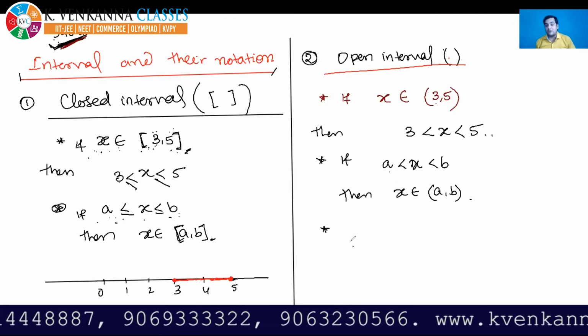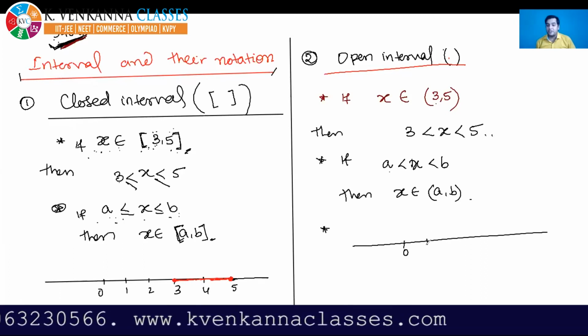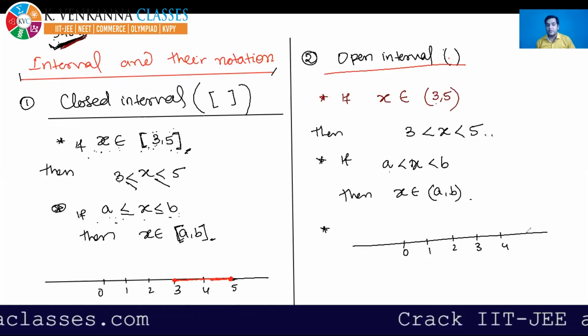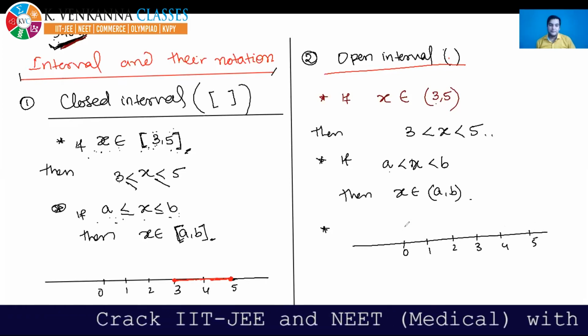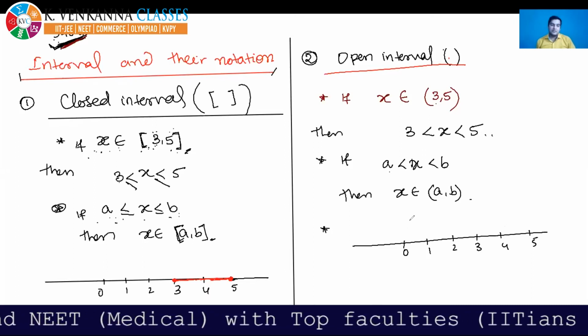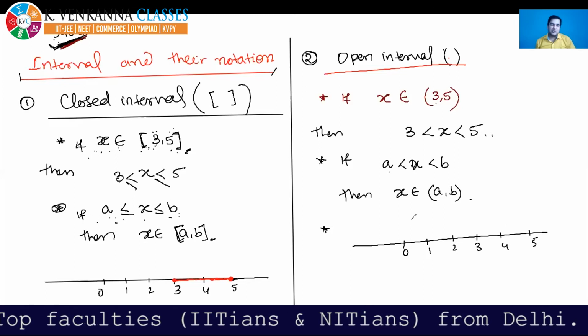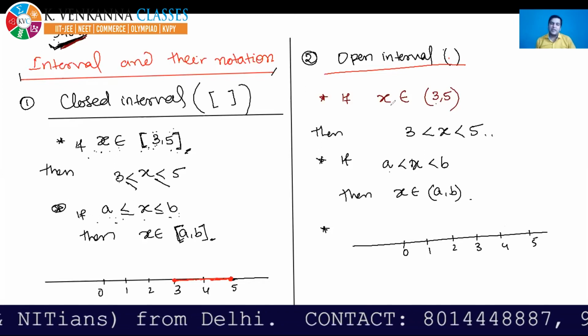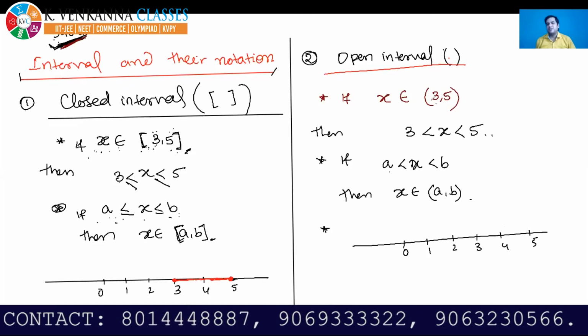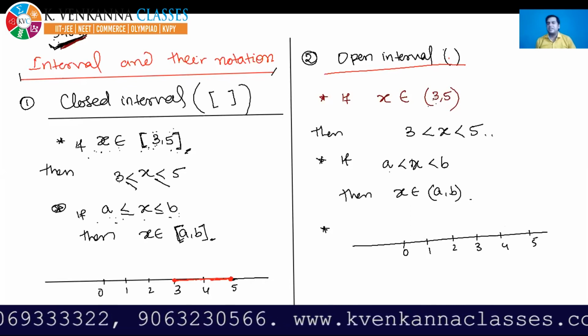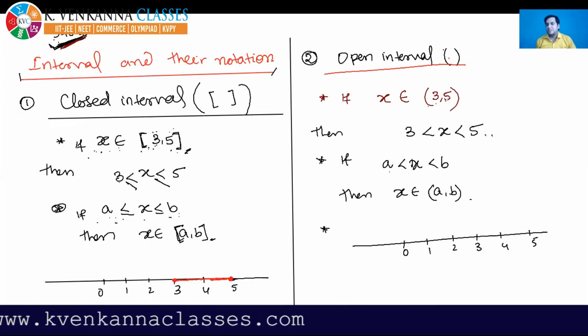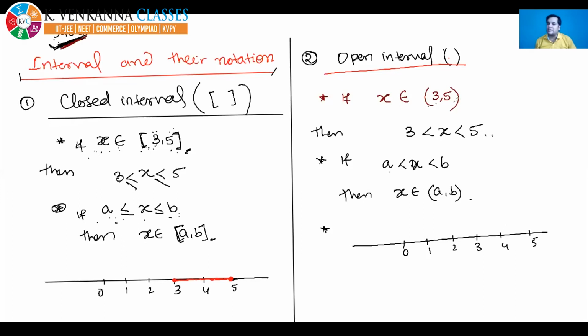And again, how to show it on the number line? See, 0, 1, 2, 3, 4, 5. You can read it as x belongs to the open interval 3 to 5. But since both sides are open, it is better to say open on both sides, because in the next case I will show problems in which one side is open and the other side is closed. Although saying x belongs to the open interval 3 to 5 is also correct.